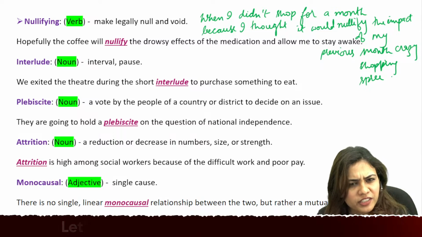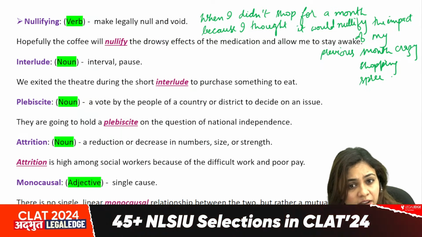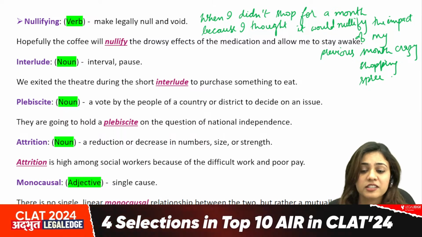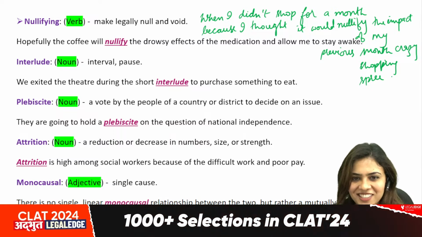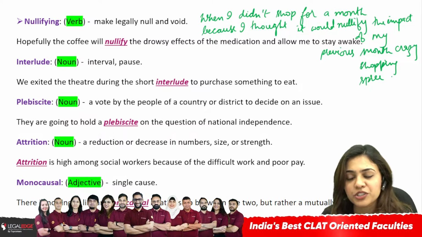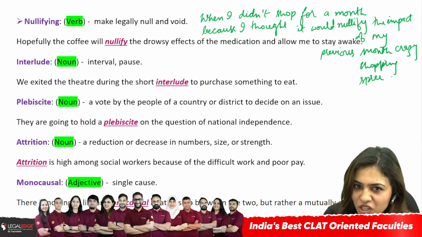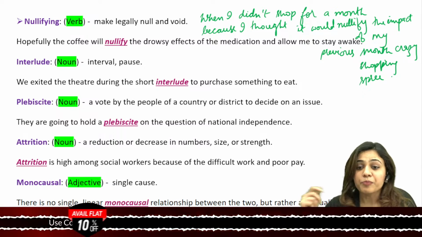And moving on to interlude. So every time you go in a movie theater to watch a movie, there is an interlude. And what is an interlude? It's basically an intermission, an interval, or a pause, right? तो जनरली क्या होता है, we exited the theater during the short interlude to purchase something to eat. इंटरमिशन में हम जाके कुछ खरीदते हैं खाने के लिए. So that's exactly what is the meaning of the word.